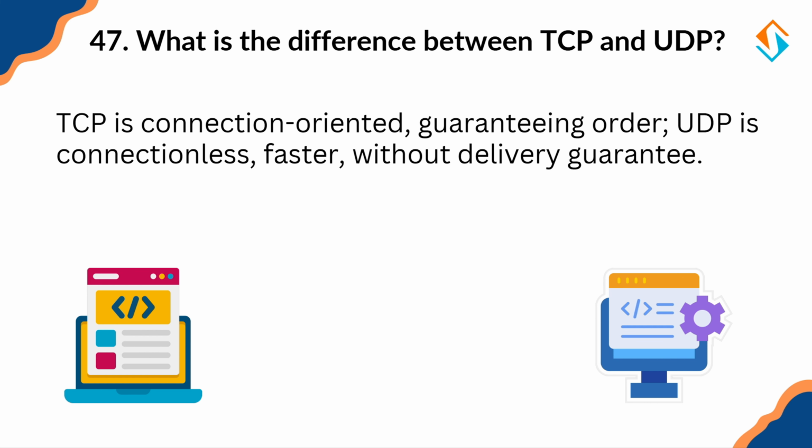So let me tell you features. In TCP, the type is connection oriented and in UDP, the type is connectionless. If we talk about the reliability, then in TCP, reliable, ensured delivery, and in UDP, it is unreliable, no guarantee. If we talk about the speed, then in TCP, it is slower, handshake, error checking, while in UDP, it is faster. So let's talk about some use cases of both. In TCP, web browsing, email, file transfer, and in UDP, video streaming or online gaming.